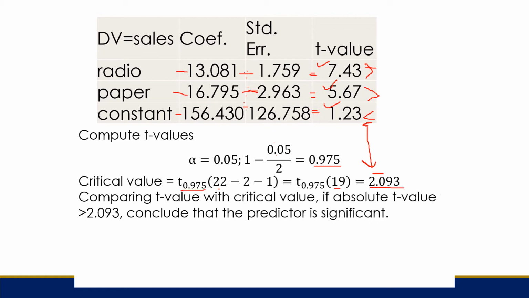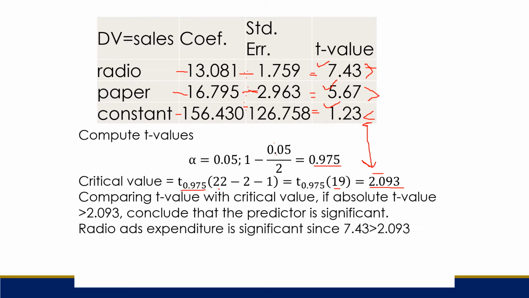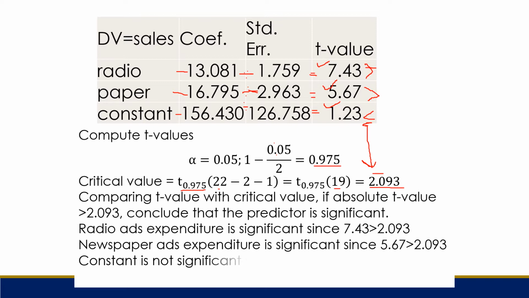So that's what we're saying here. You compare and you conclude that each is significant or not significant, which we have already gone through. So from there, you can see that the radio and the newspaper adverts are significant. The constant is not significant because 1.23 is less than 2.09. Alternatively, we can use the p-value to arrive at the same result.